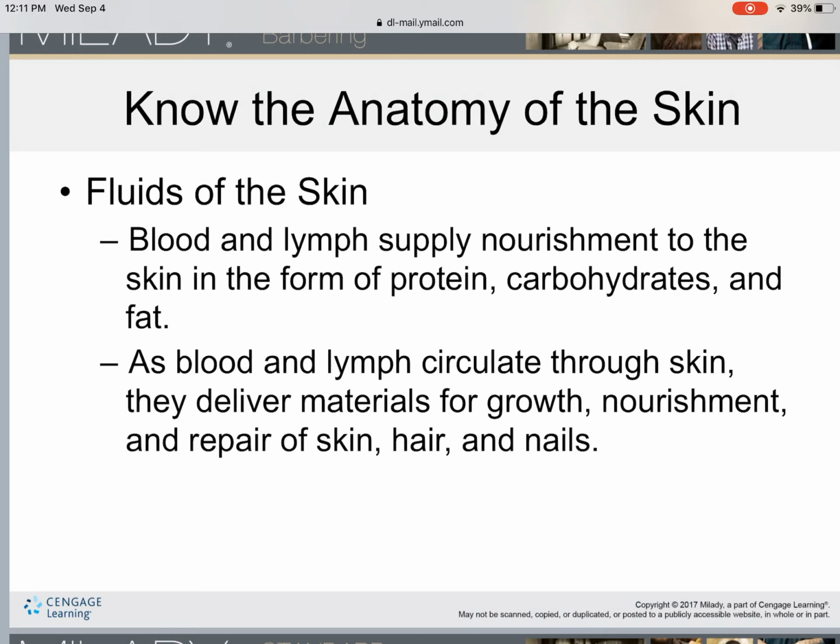Okay, fluids of the skin. Blood and lymph supply nourishment to the skin in the form of protein, carbohydrates, and fat. One half to two thirds of the body's blood supply is distributed to the skin. As the blood and lymph circulate through the skin, they deliver materials for growth, nourishment, and repair of the skin, hair, and nails. Okay, this is very important, but that's amazing. One half to two thirds of our blood supply goes to the skin. And it kind of makes sense since the skin is the largest organ.